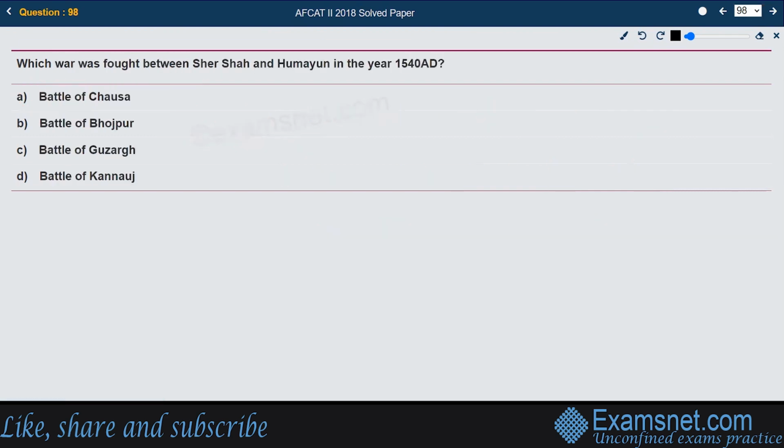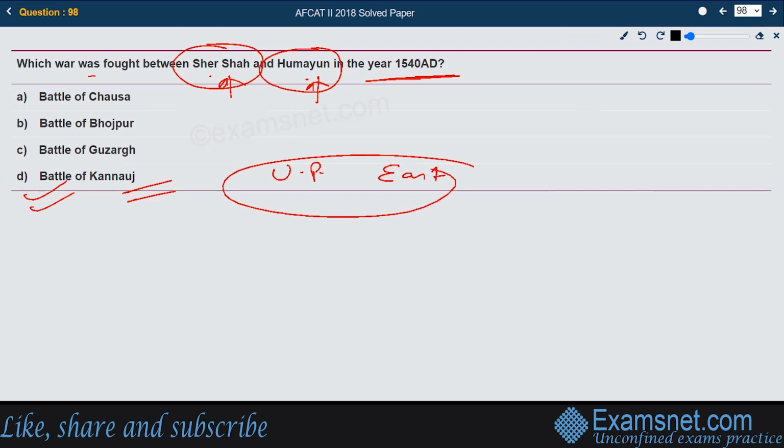Question number 98. Which war was fought between Sher Shah and Humayun in the year 1540 AD? Sher Shah was an Indian emperor. Humayun was a Mughal emperor. Which war was fought between these two? The right answer of this question is D, Battle of Kannauj. Kannauj is located in the eastern part of UP, where this battle happened between an Indian emperor and a Mughal emperor in 1540 AD. So D is the right answer, Battle of Kannauj.